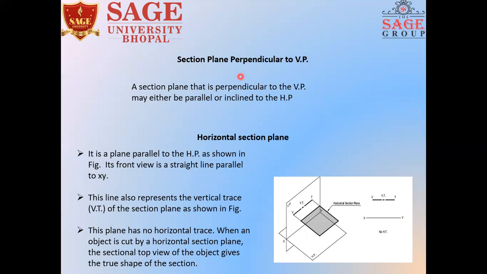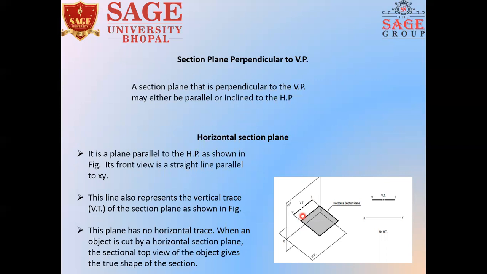This term will be mentioned in the question. You will identify what is given: either it is perpendicular to VP or parallel to HP. So now I am considering our section plane parallel to HP. When we consider a section plane parallel to HP, it will never cut the top view. Remember this, you will never cut the top view, because now you are using a section plane perpendicular to VP, or section plane parallel to HP.